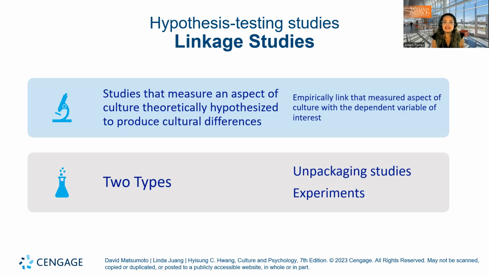Hypothesis testing studies have two main types, unpacking studies and experiments. Hypothesis testing studies are those that measure an aspect of culture that is theoretically hypothesized to produce cultural differences. So a hypothesis testing study is just that. You're testing a hypothesis that you have. You're trying to empirically link that measured aspect of culture with the dependent variable of interest. And the two main ways of doing this are either unpacking or experiments.